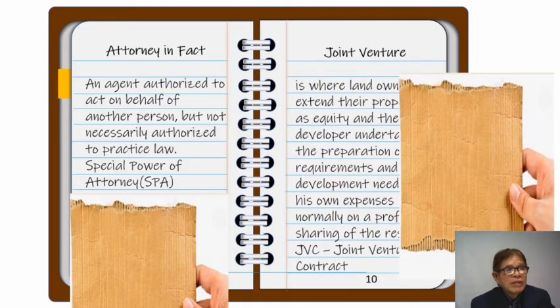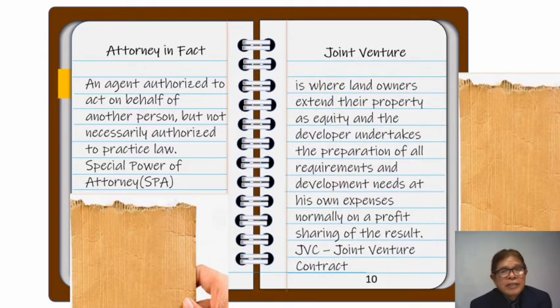Joint venture. Joint venture is where land owners extend their property as equity and the developer undertakes the preparation of all requirements and development needs at his own expenses, normally a profit sharing of the result. We call it JVC, Joint Venture Contract.